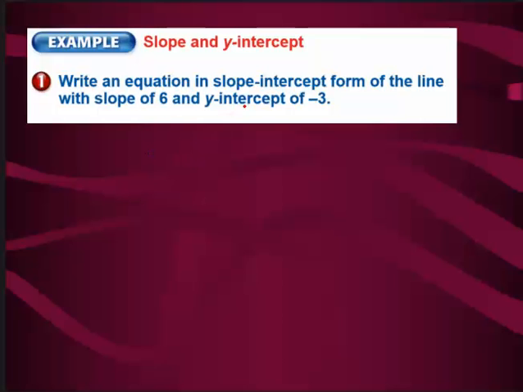Write an equation in slope-intercept form. It's very important that you read the instructions carefully so you know which form you're supposed to put it in. Slope-intercept form means I'm doing y equals mx plus b. Now I have to ask myself, do I know the slope? I'll go back up to my equation with slope of 6. Yes, I do. B stands for y-intercept. Do I know the y-intercept? Go up here. Yes, I do.